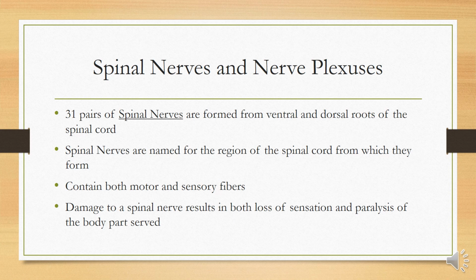They contain both motor and sensory fibers because you can feel and move your arms, so you have to be able to have both motor and sensory ability. Damage to a spinal nerve results in both loss of sensation and paralysis of the body parts served. So if you have damage to your spinal nerve on the right-hand side of your body in the brachial area, you would expect to have loss of function in your right arm. This is why people who have cervical damage will lose function depending on where it is, quadriplegic versus paraplegic, waist down, neck down, whatever it is, depending on where these spinal nerves get severed.